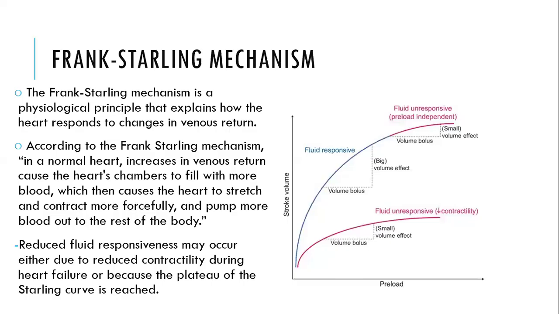Now, if you look at the diagram on the right side, you'll see the blue line. This is very important. You see the preload, that is your end diastolic volume, and this is your stroke volume. So as your preload, which is your end diastolic volume, increases, contractility of the myocardium increases, which leads to an increase in stroke volume.